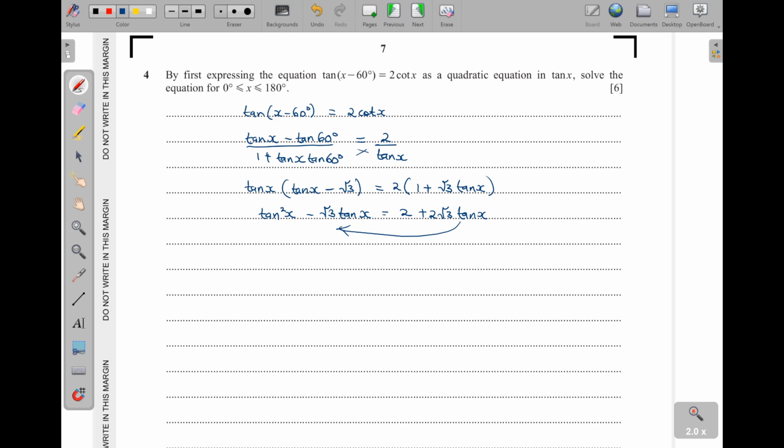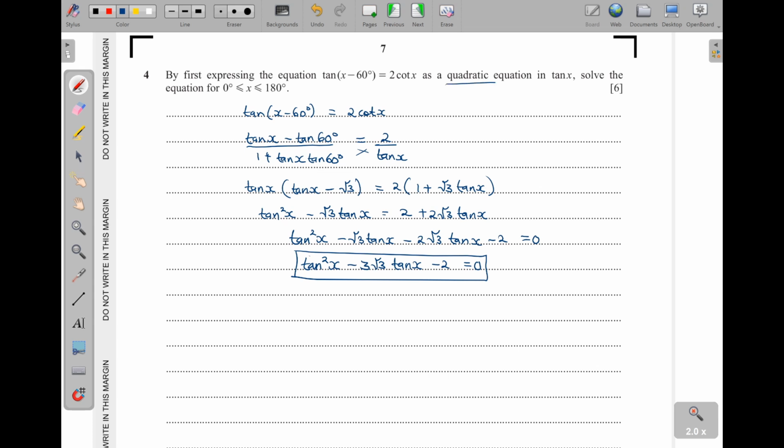Then I will bring this one to this side such that I have a quadratic equation in tan x. So tan squared x minus root 3 tan x minus 2 root 3 tan x minus 2 is equal to 0. Altogether, this becomes tan squared x minus 3 root 3 tan x minus 2, which is equal to 0. So this is a quadratic equation in tan x, which they told us to find. Then after that, we solve it.